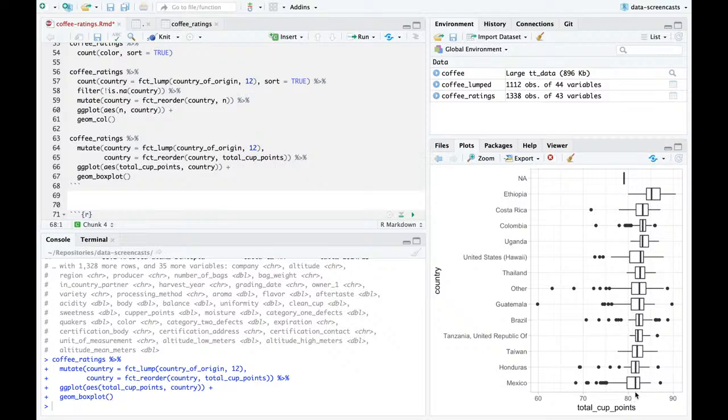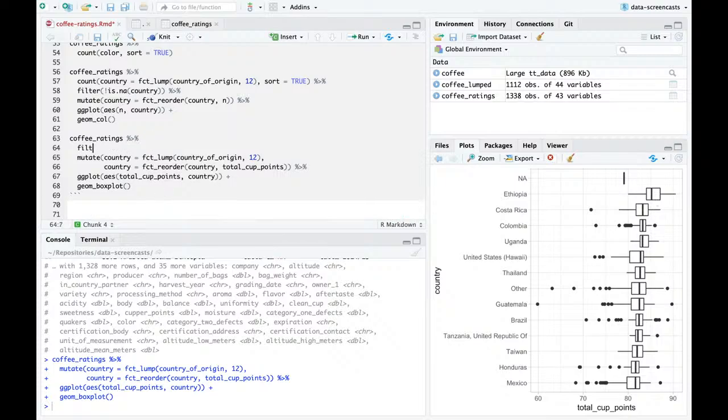Mexico, just on average, the lowest quality. Places like Hawaii, Thailand, Guatemala, somewhere in the middle. And here's our other that kind of helps confirm, okay, this is the middle range. This typical median might be 80. Ethiopia is, yeah, generally higher quality coffee. That's all right. All really cool.